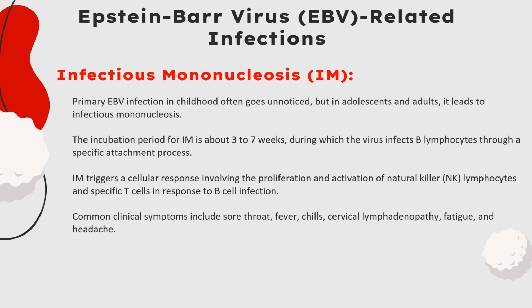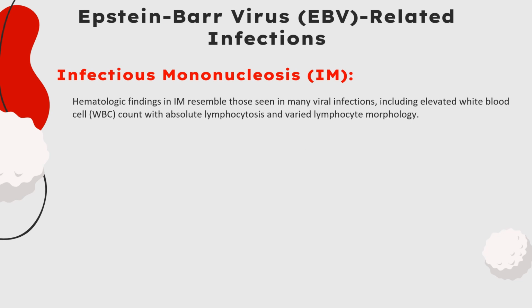When infectious mononucleosis strikes, it brings along a set of common clinical symptoms. These can include a sore throat, fever, chills, cervical lymphadenopathy, fatigue, and even headaches. Hematologic findings in IM often mirror those seen in various viral infections. You might notice an elevated white blood cell count, along with absolute lymphocytosis and a diverse range of lymphocyte morphology.